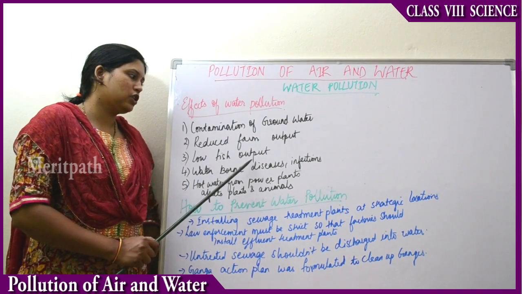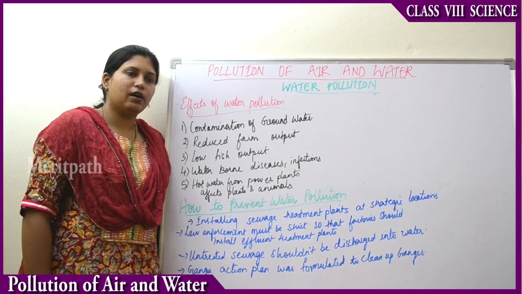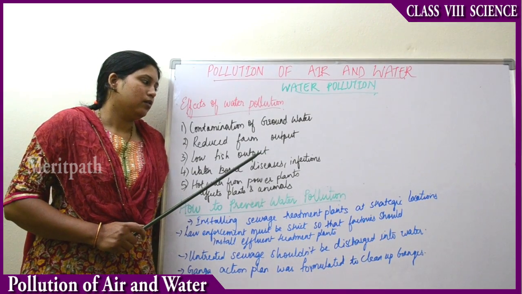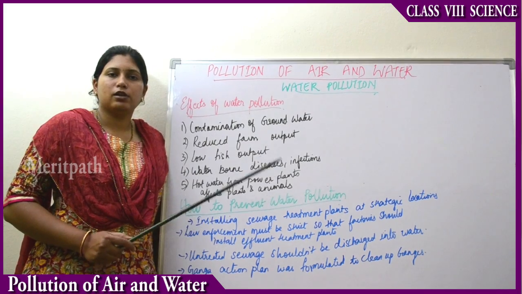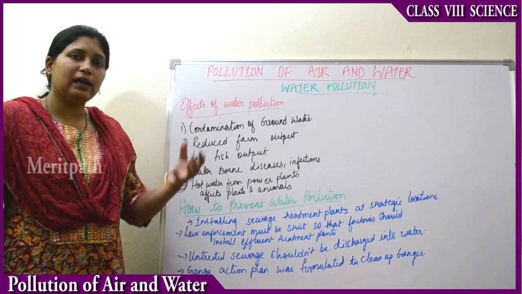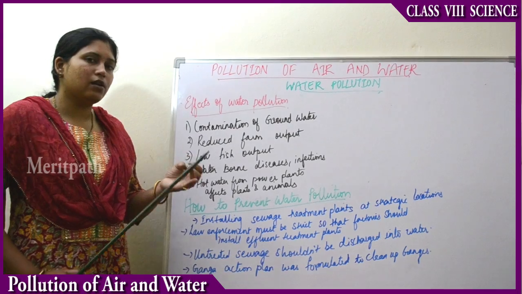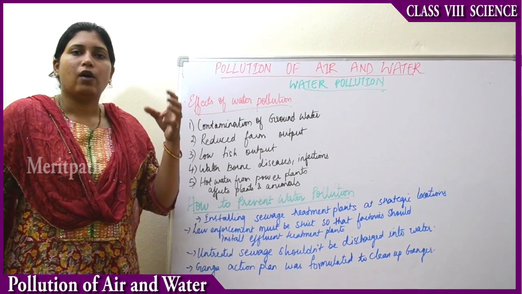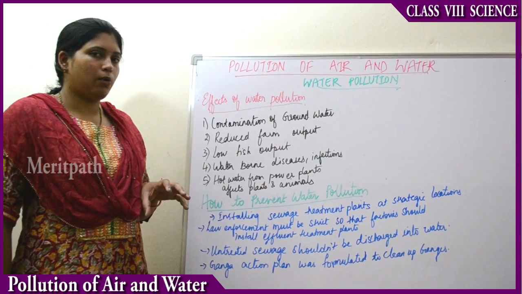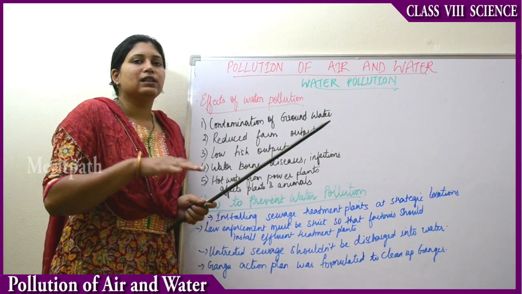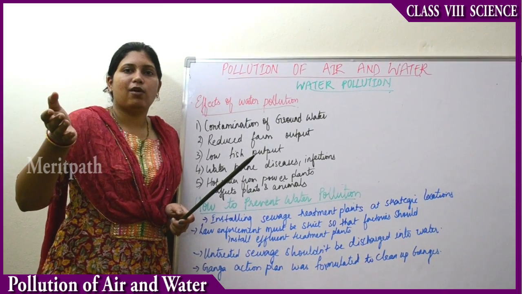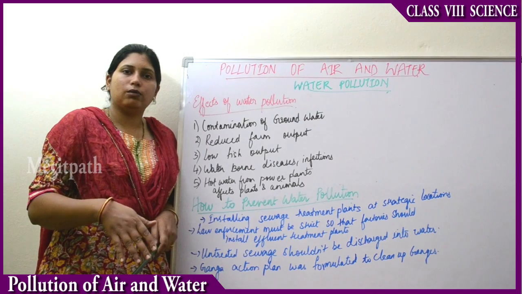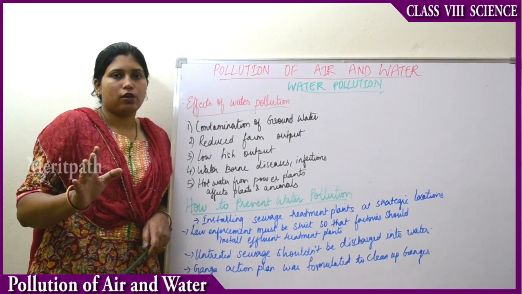Next is low fish output. If a river water body is polluted due to all the waste coming from the industries and power plants, it will be released into the water body, right? Then what happens? This will accumulate as a layer over the water and thereby prevent the oxygen from entering into the water. Oil and water do not mix well, right?